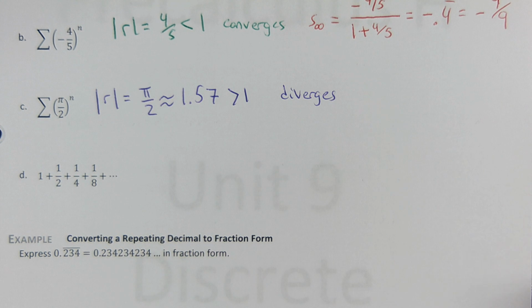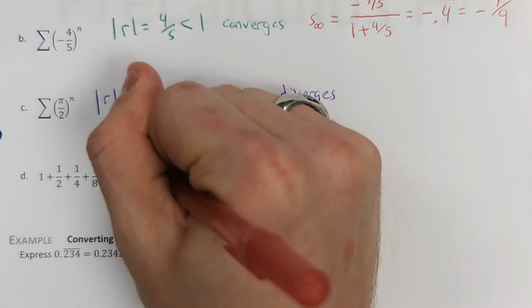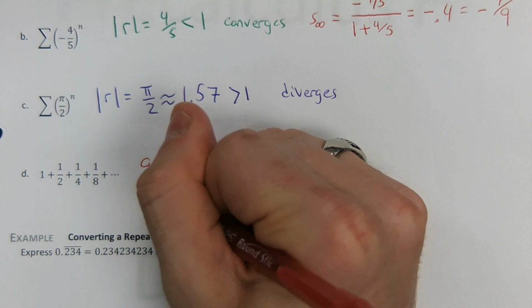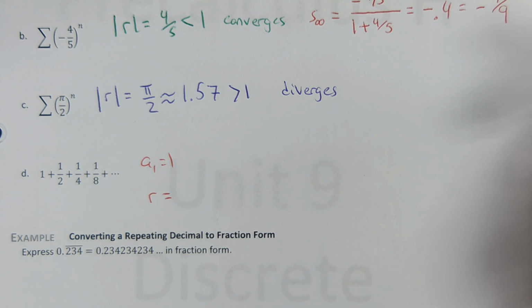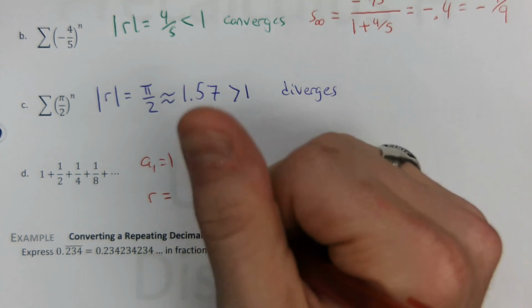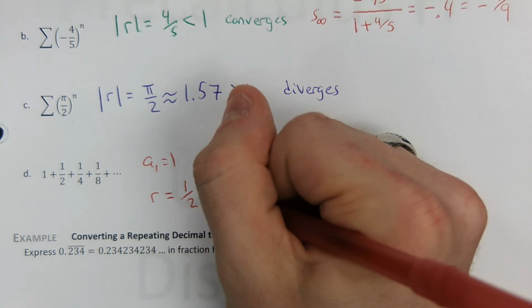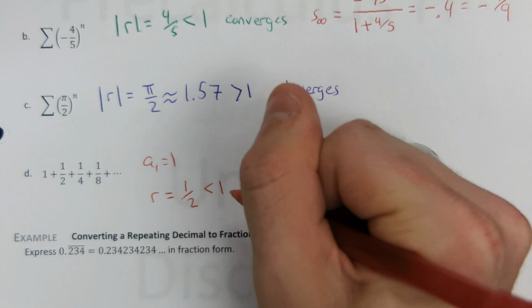And lastly, this one is a geometric sequence written in series form. So it's a geometric series. I can see that a sub 1 is 1, because it's the first term. And I'm hoping that you can see what r is. Divide by 2. Well, it's 1/2. We're multiplying by 1/2, which is the same as divide by 2, but you want to stick with multiplication. So this common ratio is 1/2. Well, guess what? That's less than 1, so it converges.